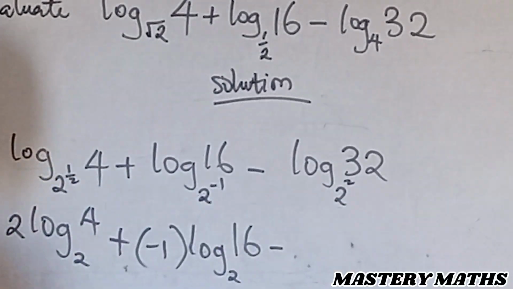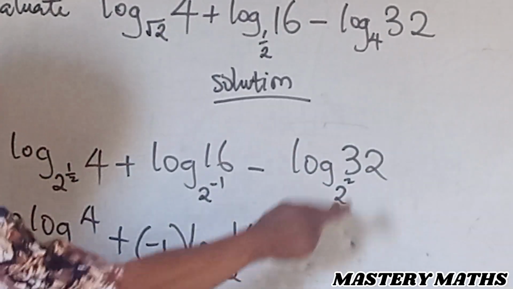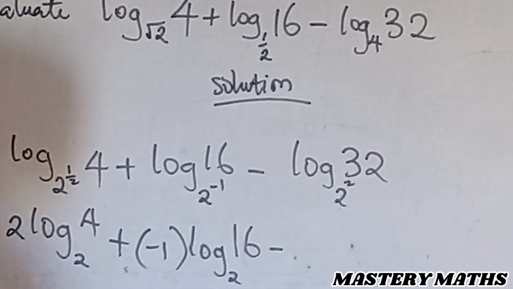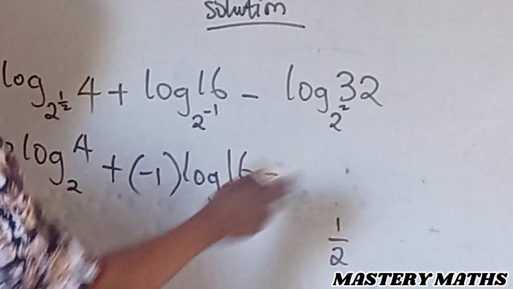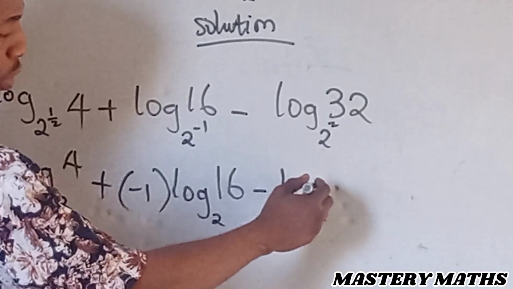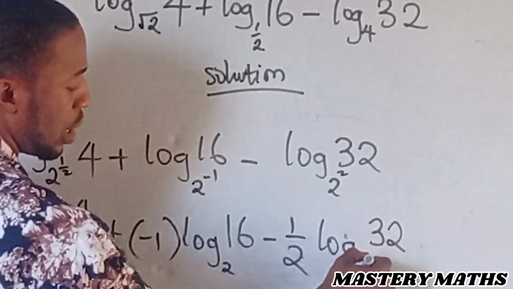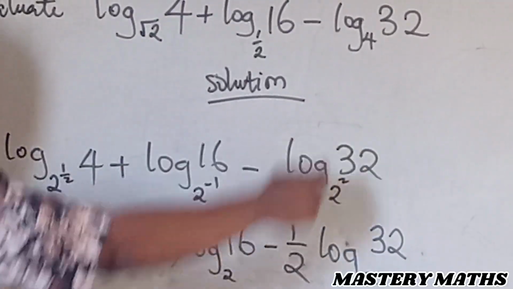The reciprocal of this, the base has a power. The reciprocal of the power is 1 over 2. So you have 1 over 2, look at it. So we divide this by 1 over 2. So it will be 1 over 2 log 32 in base 2. Have you seen it now? Reciprocal of 2 is 1 over 2.